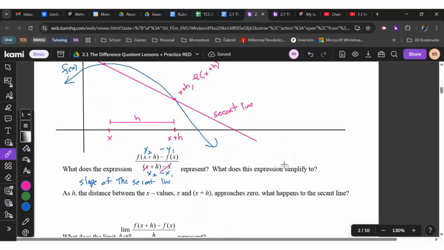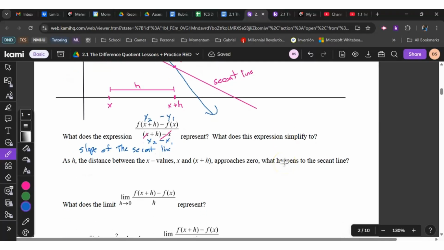And now, what if we took h and made the distance between those two x values approach 0? In other words, what if we take the limit as h approaches 0? What would happen? What happens if all of a sudden my secant line only has 1 point? It's a tangent line. If that distance gets infinitely smaller until it becomes 0, it's just a tangent line.